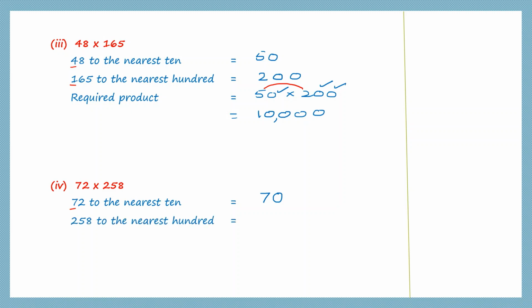258 to the nearest 100. The digit in the hundreds place is 2. To its right, we have 5. So 2 will now change to 3, and then 2 zeros. So 300. Now to find the required product, we multiply 70 into 300. So multiply 7 into 3. 7 threes are 21, and then count the zeros: 1, 2, 3. That's 21,000, which is the required product.